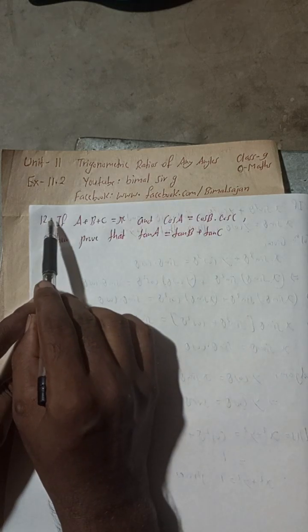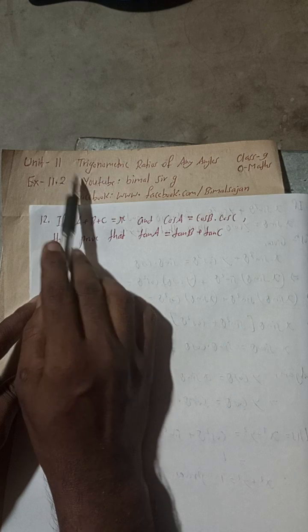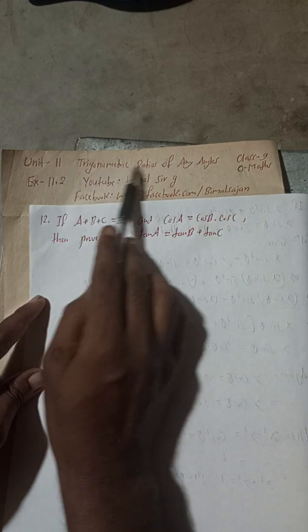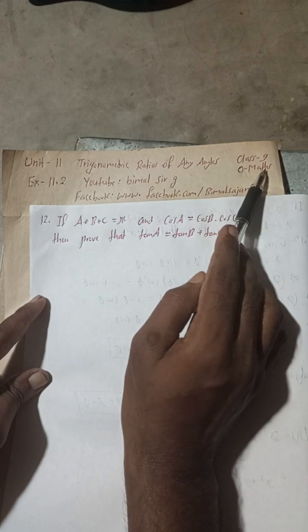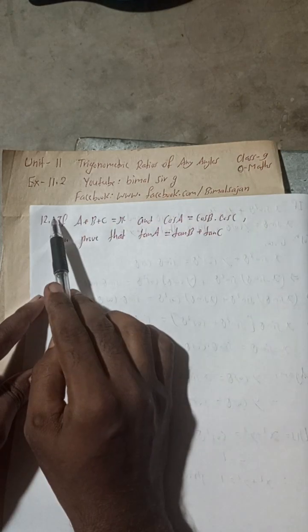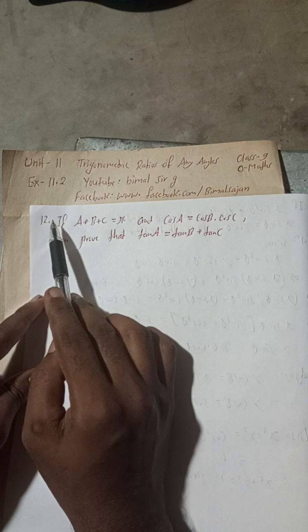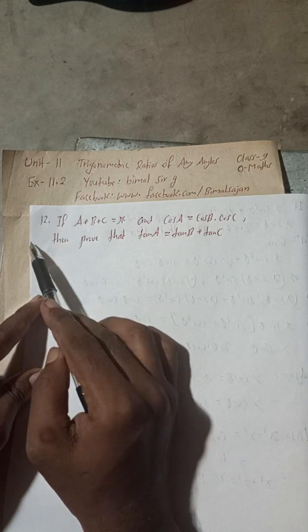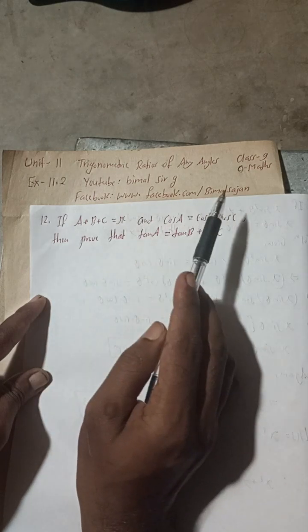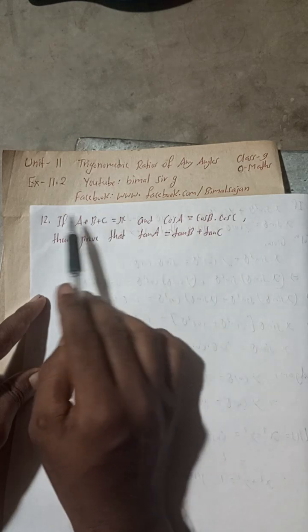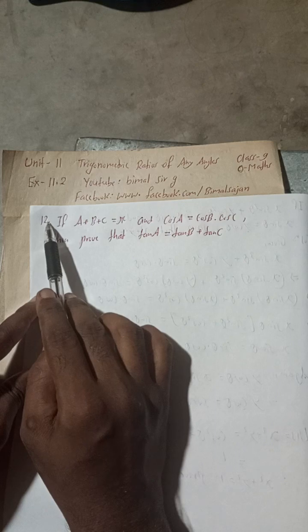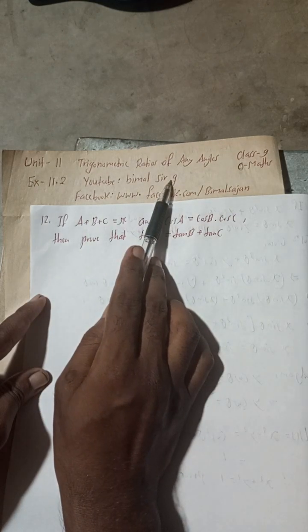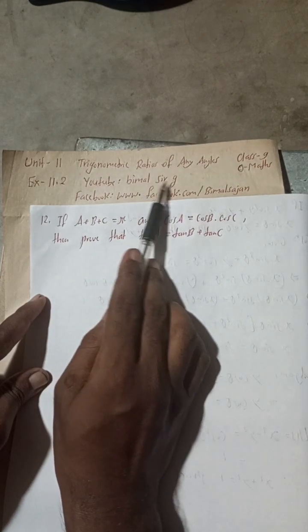क्वेश्चन नंबर 12 ऑफ एक्सरसाइज 11.2 यूनिट 11 ट्रिगोनोमेट्रिक रेशियोज ऑफ एनी एंगल्स, क्लास 9 ओपीटी मैथ्स। I have already uploaded 13 to 20, and from last I am starting. So 13 to 20 is uploaded, this is 12 number.